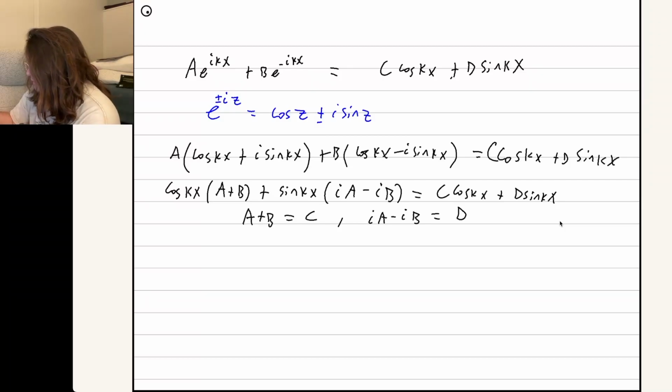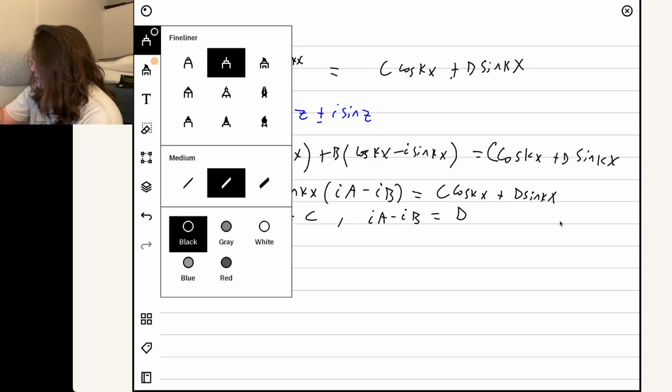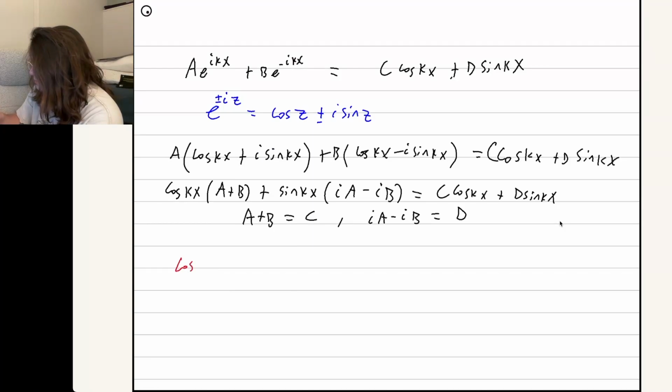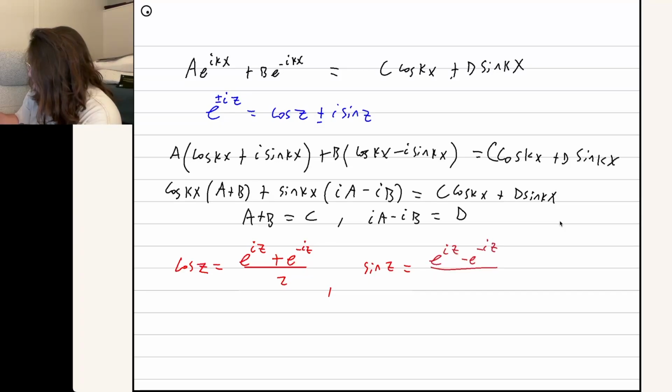You can do a similar thing going from the right hand side to the left if instead you make use of the exponential forms of the trig functions, which is given by cosine z is e to the iz plus e to the minus iz over 2, and sine will be given by e to the iz minus e to the minus iz over 2i.